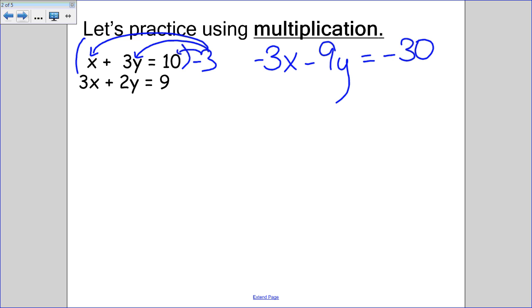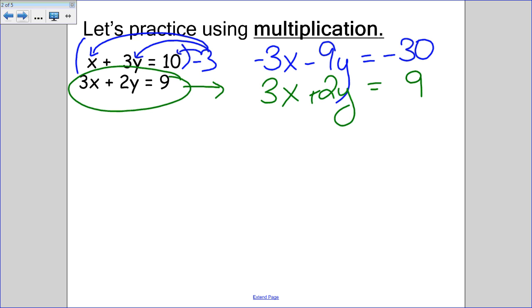These two equations are equivalent. x plus 3y equals 10 is equivalent to negative 3x minus 9y equals negative 30. It's the same thing, we have just changed it up a little bit. So our second equation, we're going to keep the same. So I'm still going to have 3x plus 2y equals 9.